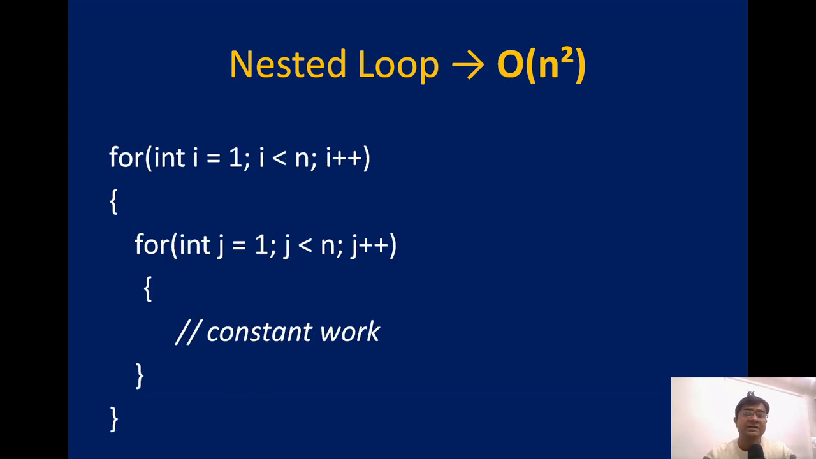Now here you have a nested loop. You have an outer for loop and an inner for loop. The outer for loop starts with i equal to 1, i is less than n, i plus plus. And the inner loop starts with int j equal to 1, j is less than n, j plus plus. So both loops are running n times here, and you get the time complexity as O of n square.